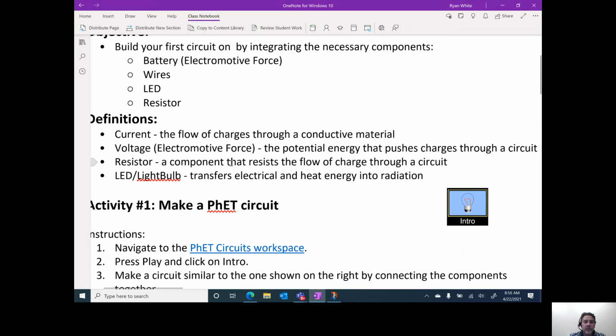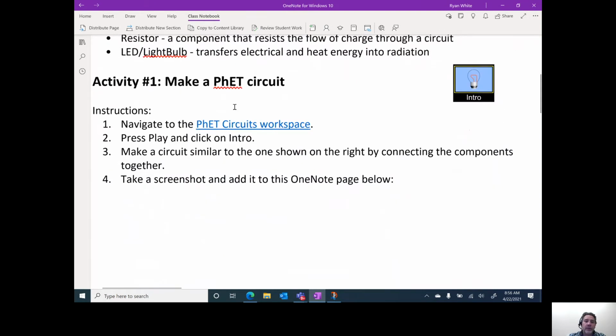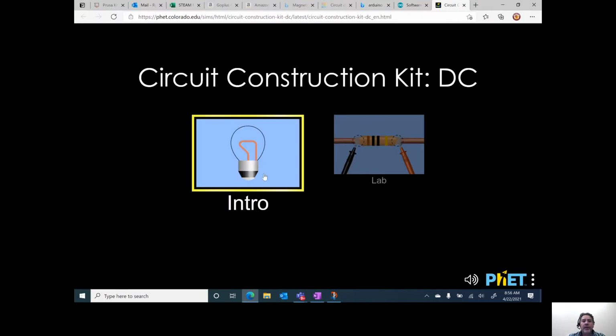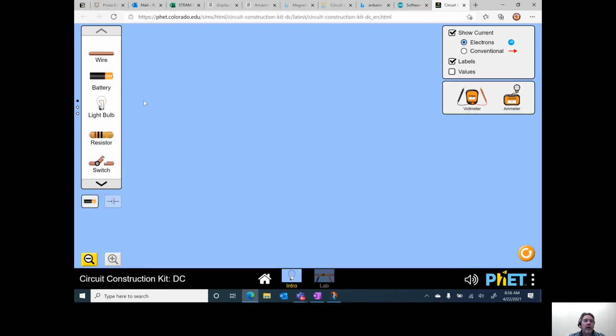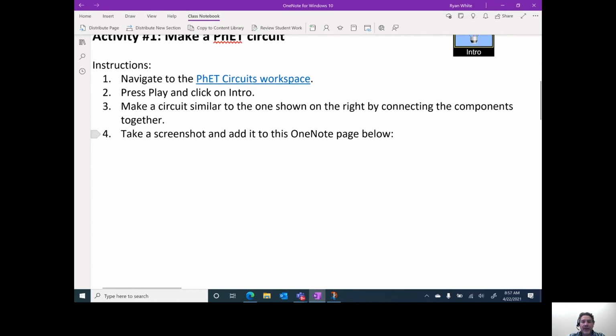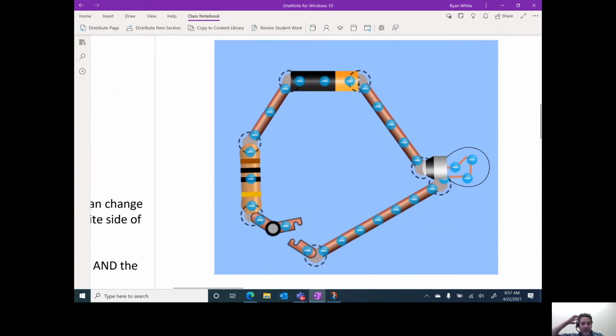Okay, we're going to be using a resistor and your LED. So what you're going to do is click on this link. It's going to take you to the circuits webpage, and you're going to build your first circuit. Notice you've got all the 5 components here on the left-hand side, so you can use these to build your first circuit. The purpose is that you're going to play around a little bit. I made a sample here for you.